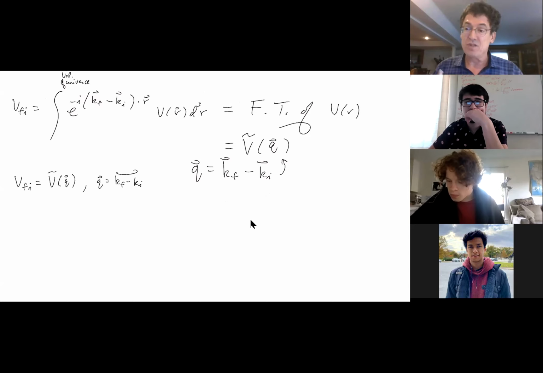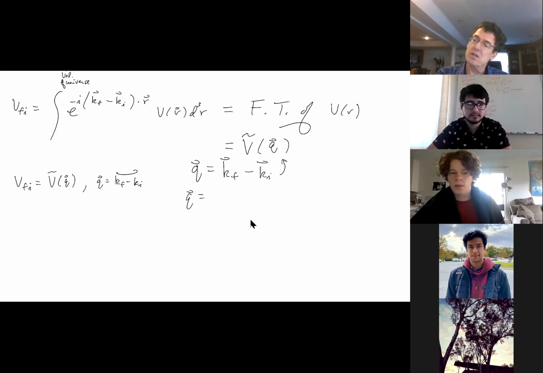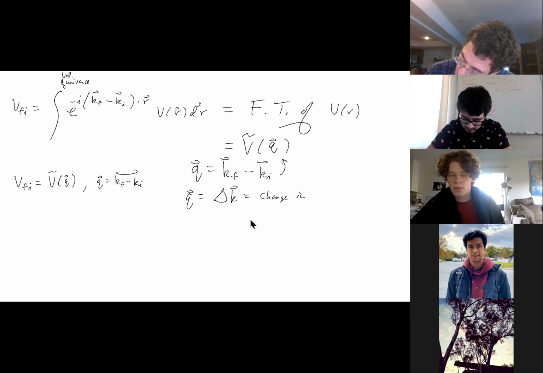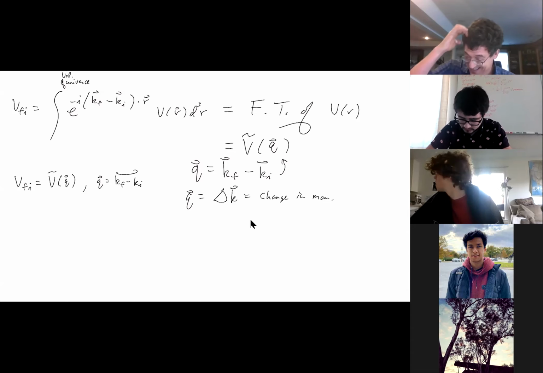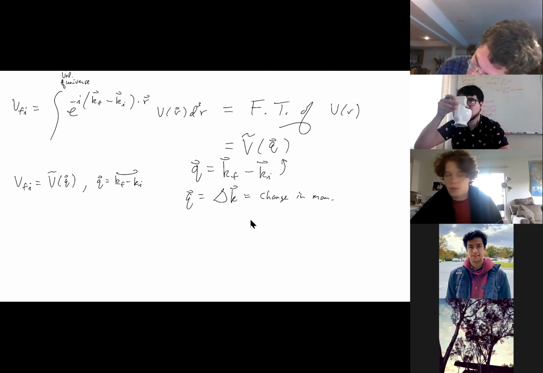First, let's ask ourselves, what's Q? What's the physical interpretation of Q? The change in momentum. Yes, that's right, delta K, change in momentum. Okay. What's now V of Q?